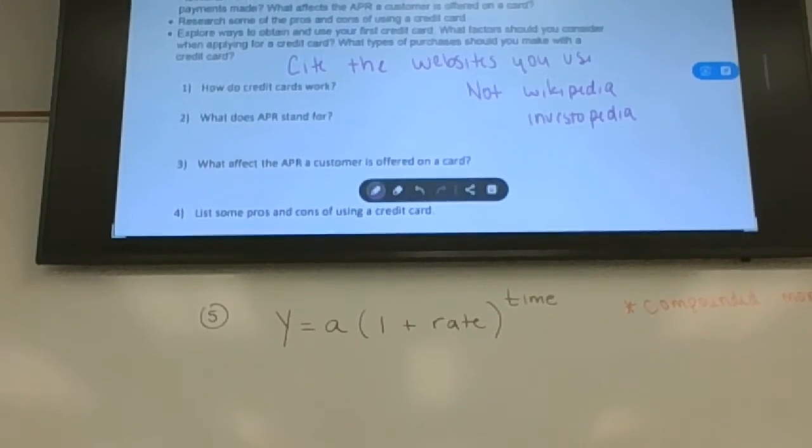Do you know how it changes if it's compounded monthly? It was in the workbook. We put it in notes. What does it mean to be compounded monthly?